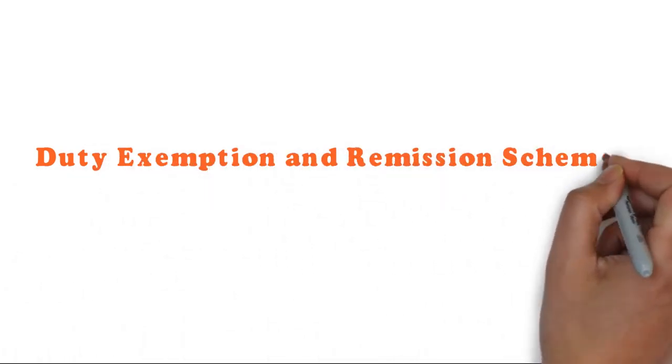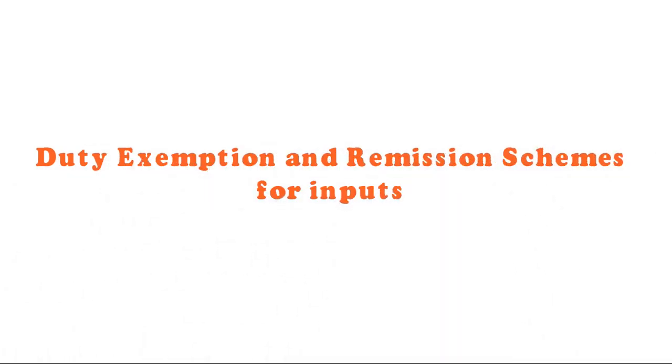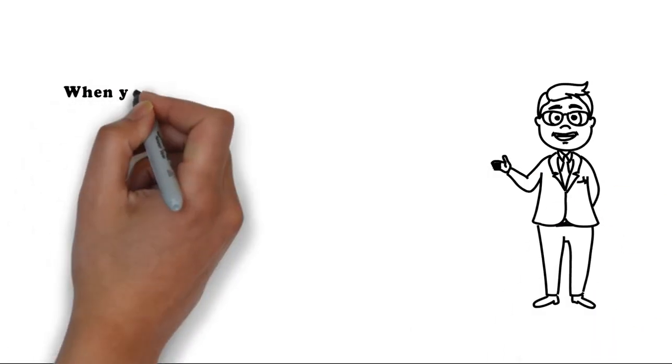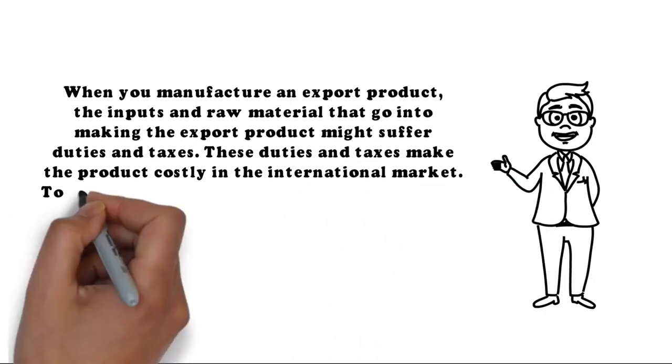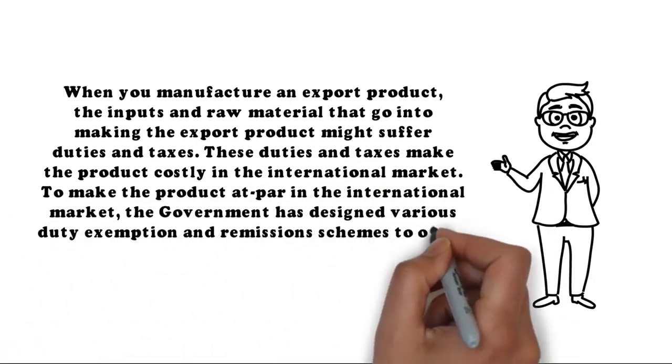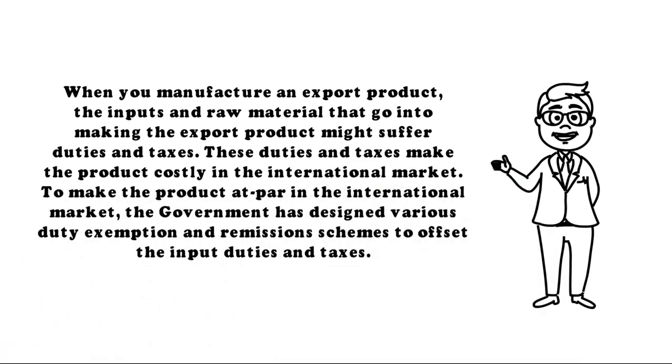Duty exemption and remission schemes for inputs. When you manufacture an export product, the inputs and raw material that go into making the export product might suffer duties and taxes. These duties and taxes make the product costly in the international market. To make the product at par in the international market, the government has designed various duty exemption and remission schemes to offset the input duties and taxes.